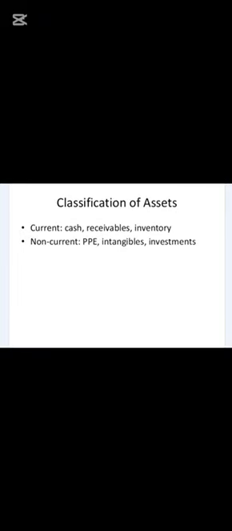We'll be looking at classification of assets as well. Assets are resources owned by a company that are expected to provide future economic benefits. They are generally classified into two main categories. We have the current assets, which are assets that are expected to be converted into cash or used up within 1 year. Examples include accounts receivable, cash and cash equivalents, inventory, and prepaid expenses.